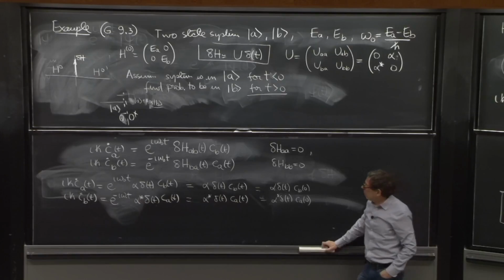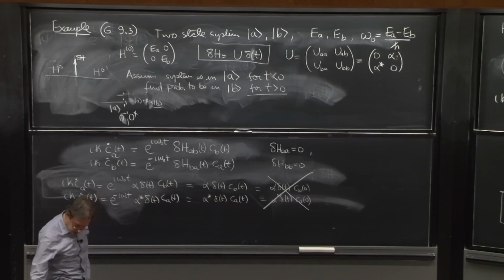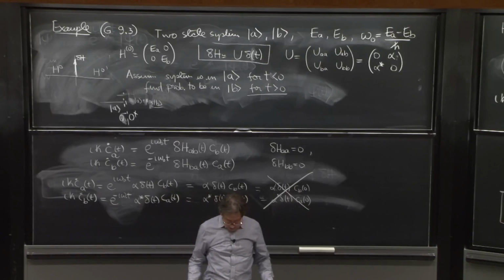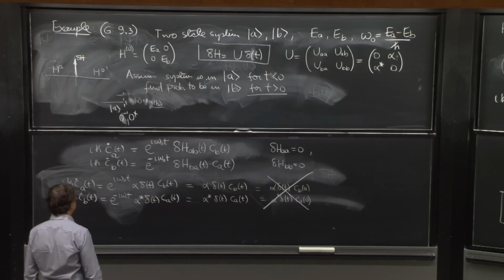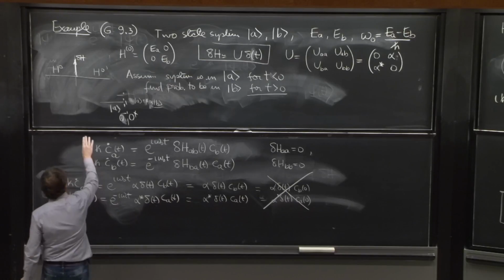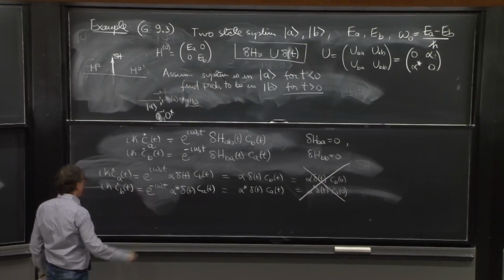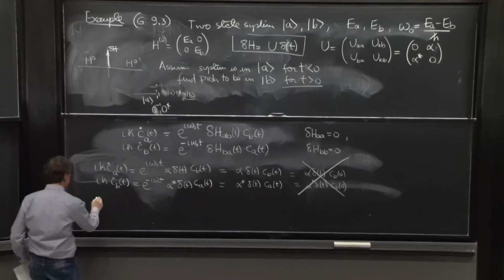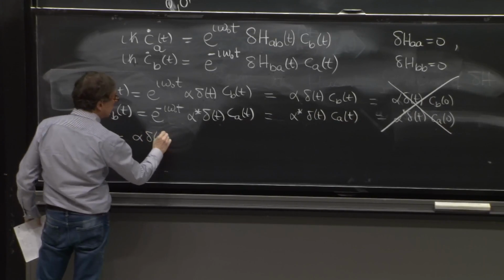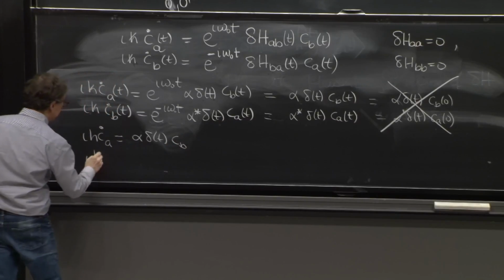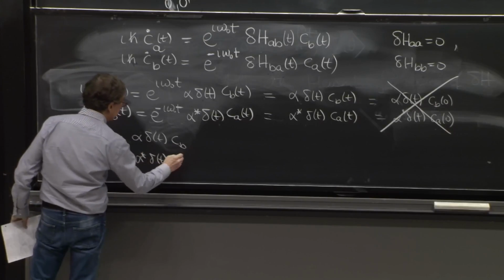So this is totally wrong, so I will just stop there, and I will consider, however, these two equations. So we have the equations now in a nice way. I'll reconsider them, and we're facing a difficulty, the difficulty of the delta function not allowing us to treat nicely the transition. So i h bar C_A dot is equal to alpha delta of t C_B, and i h bar C_B dot is equal to alpha star delta of t C_A.